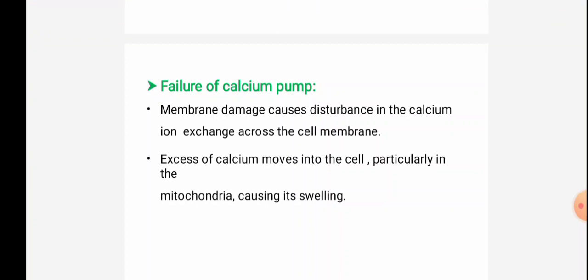Next point is failure of the calcium pump. Membrane damage causes disturbance in the calcium ion exchange across the cell membrane. Excess calcium moves into the cell, particularly into the mitochondria, causing its swelling. If calcium is accumulated excessively in the cell, it leads to cell swelling, affecting the mitochondria.